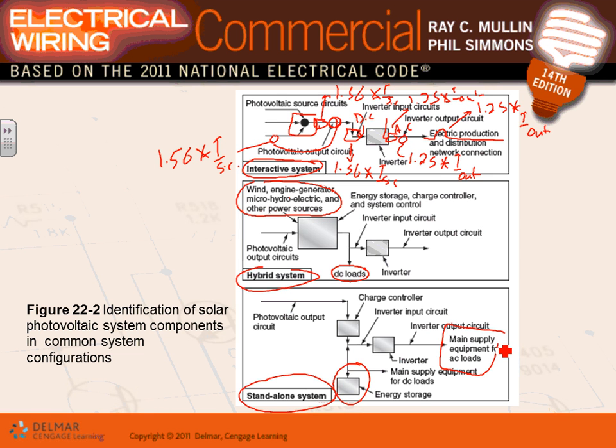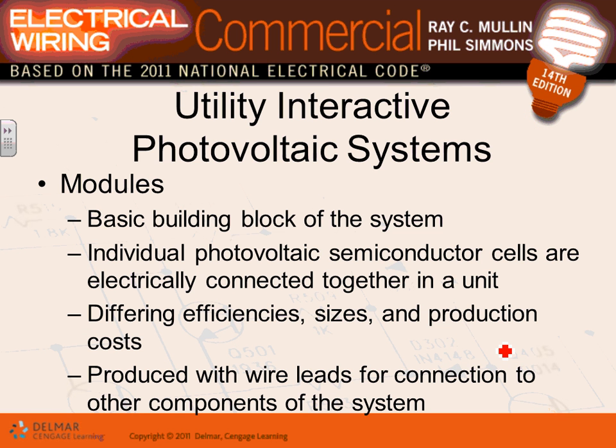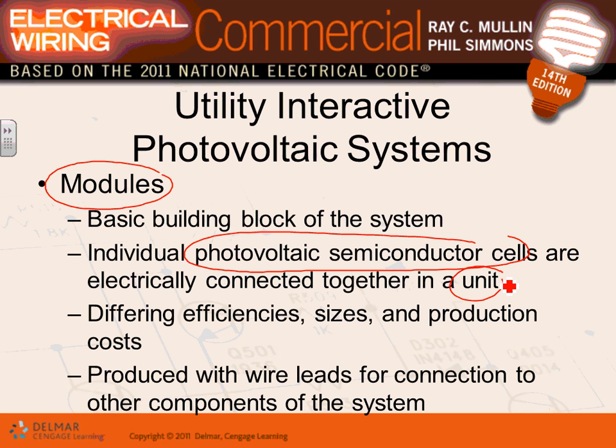So remember, there's a lot of disconnects you're going to see. Okay, this is just going over what we said, guys. The heart of the solar photovoltaic system is called the modules. That's the basic building block of the system: individual photovoltaic semiconductor cells, all electrically connected together in one unit.